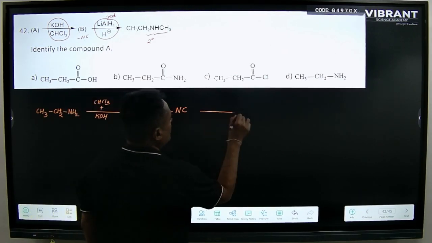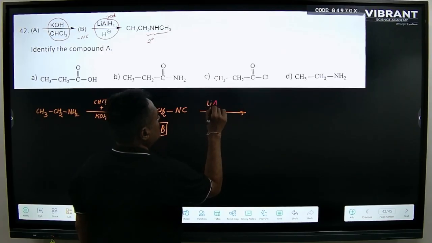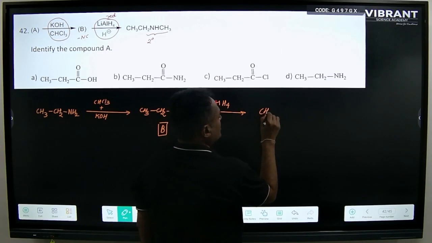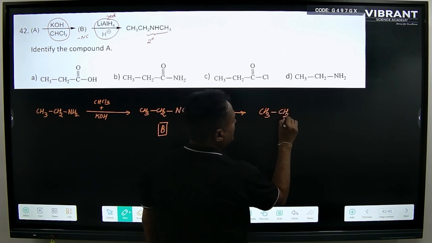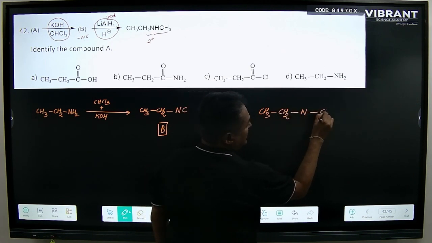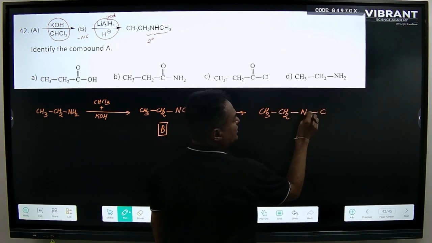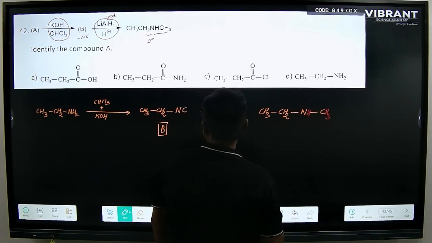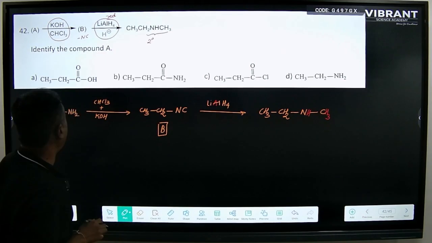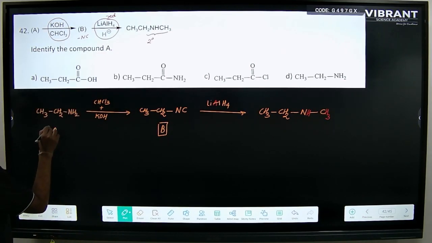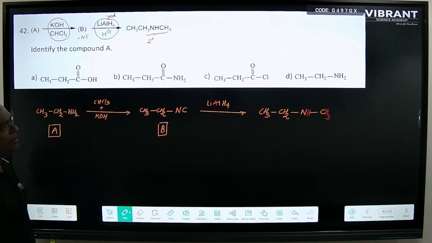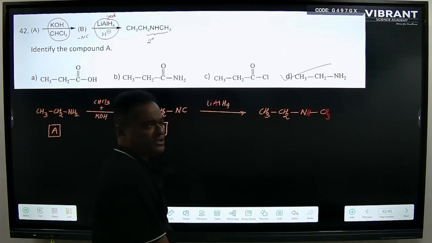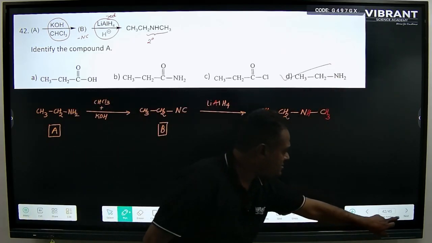Now, this compound on reduction with lithium aluminium hydride, what will happen? You will have your compound where reduction takes place. So, your isocyanide group will get converted to a secondary amine. And this is a very clear-cut answer where your compound A has to be a primary amine. So, your correct answer in this case is option D. I hope this is clear, child. Let's take the next question.